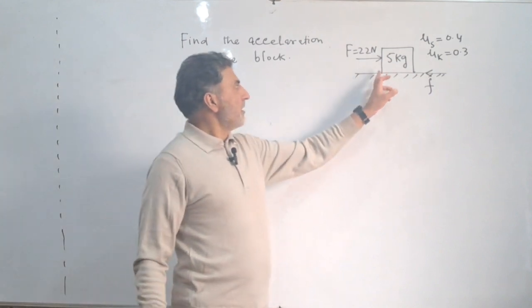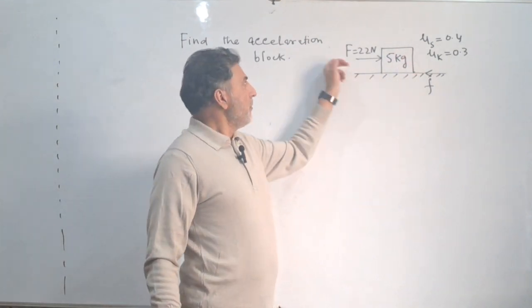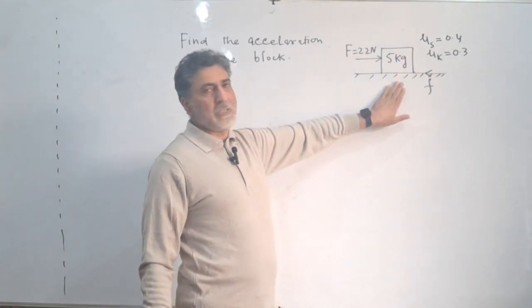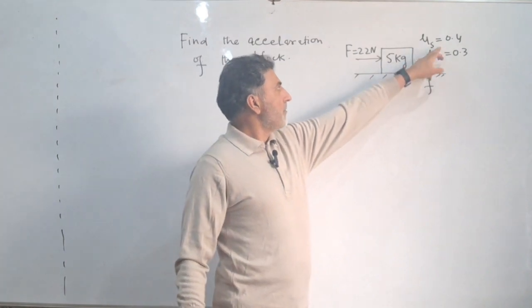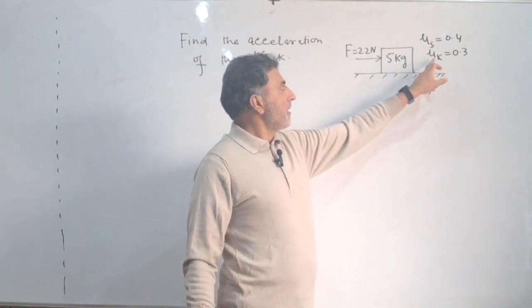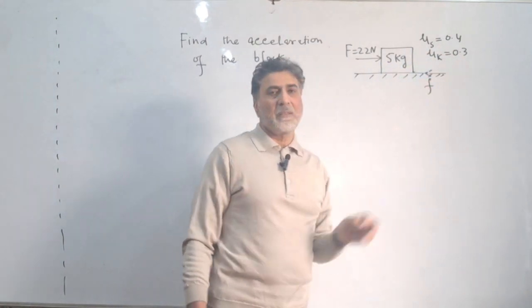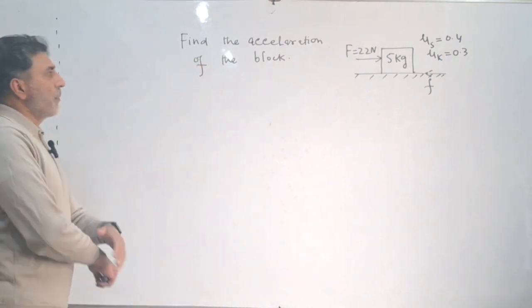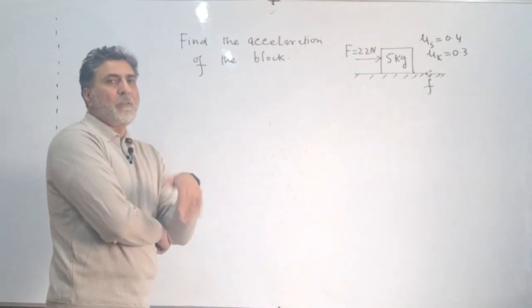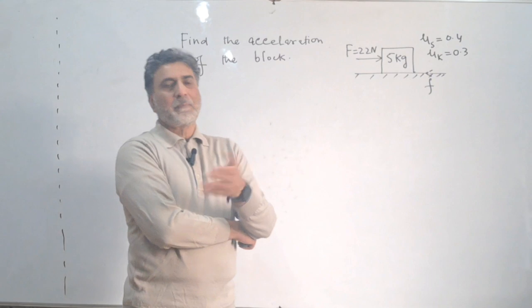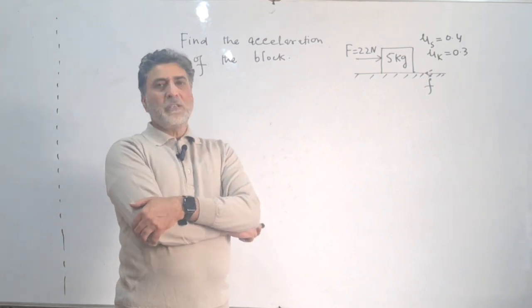What is the question? You have a block here and you are applying a force of 22 Newton to this block. The coefficient of static friction is 0.4 and the coefficient of kinetic friction is 0.3. We have to find the acceleration of the block. If there is any acceleration, maybe the block will not move. That is also possible. So, how to proceed with the question?